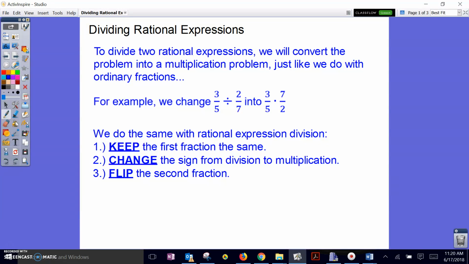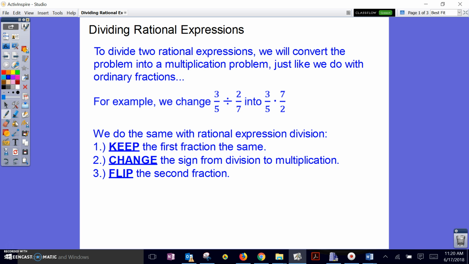Alright, in this video we're going to look at what we do when we divide rational expressions. It's not much different from multiplying. There's one additional step that we're going to have to take. But the idea here is that when we want to divide two rational expressions, we're going to convert the problem into a multiplication problem, just like we do with ordinary fractions. When we're dividing those, we convert it into a multiplication problem. And from there, it's basically exactly what we talked about in the multiplying rational expressions video.